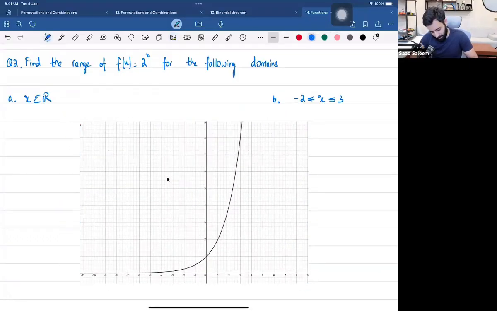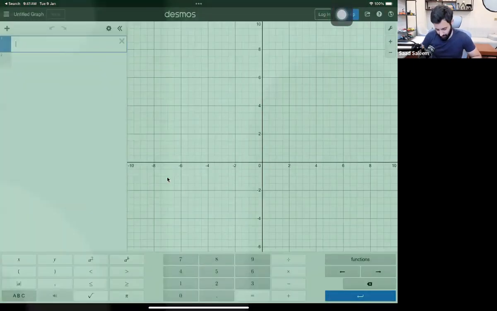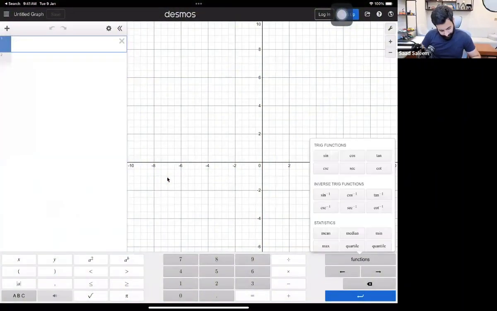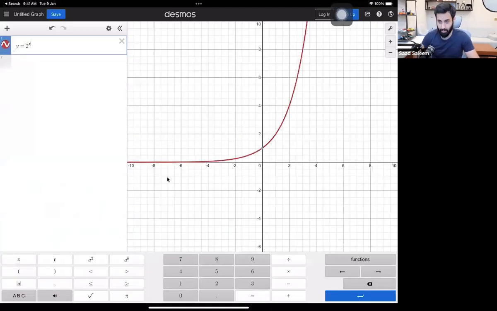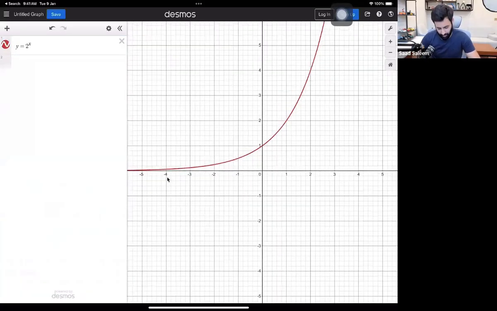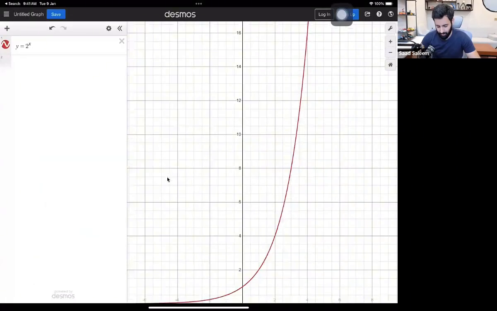Now, let's look at this on Desmos as well, because I want to show you, this is only a part of it, but I want to show you guys something. So here it is. Y equals 2 raised to the power of x. Now, yes, Fajr, your answer is correct. Good job. Now, as far as the maximum value is concerned, there is no limit.